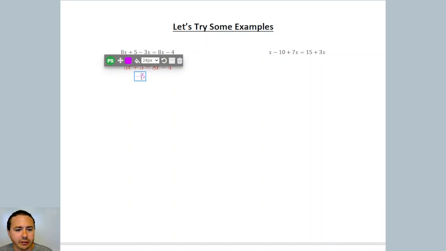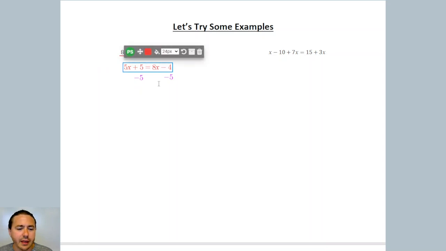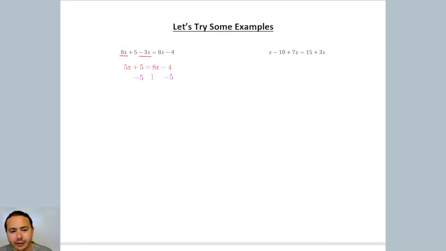I'm just picking a different color to show what's going on here. There we go, minus 5. So I'm going to subtract 5 on both sides. That will cancel this out, and then I'll collect it over on the right-hand side. But since I'm in pre-calculus now, not Algebra 1, I feel comfortable getting rid of this 8x and moving it over here within the same step. So I'm going to subtract 8x as well.